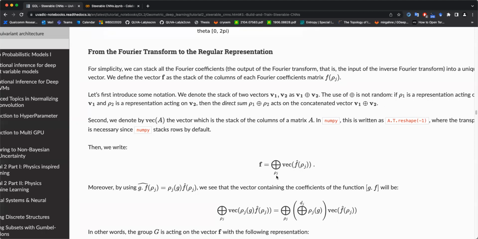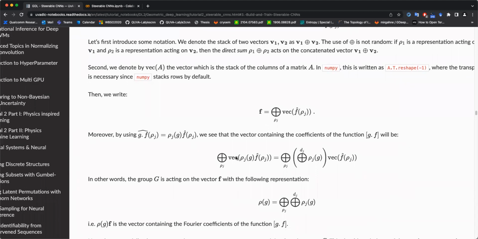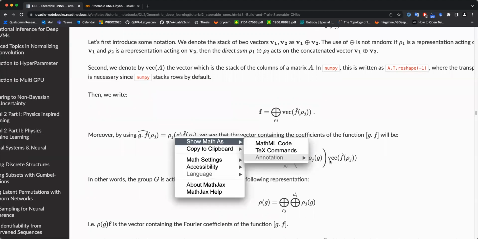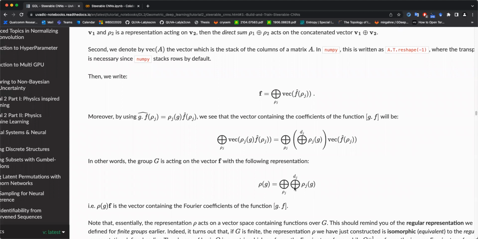And that gives us a very large vector, right? Which contains all the Fourier coefficients. And yeah, that's pretty much the idea. And then what you see here is what I did here on the whiteboard, right? So now we ask, how does this vector transform when our function is shifted? When the function is shifted, each individual Fourier coefficient is transformed by the IREP. So when we stack everything together, the final result transforms according to this direct sum of IREPs.